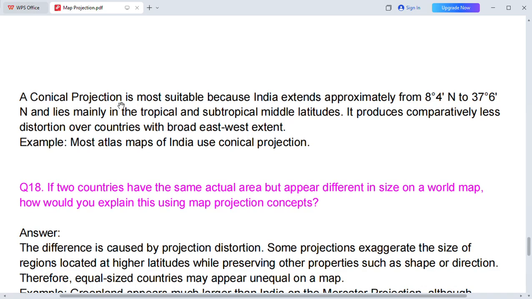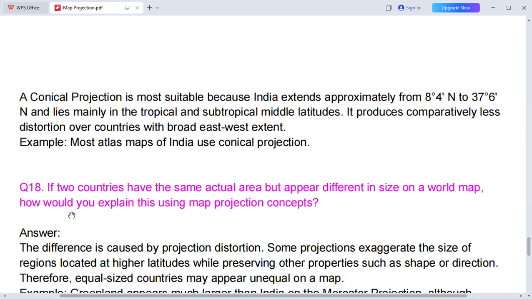So, a conical projection is most suitable because India extends approximately from 8 degree 4 minute north to 37 degree 6 minute north and lies mainly in the tropical and subtropical middle latitudes. It produces comparatively less distortion over countries with broad east-west extent. For example, most atlas maps of India use conical projection.